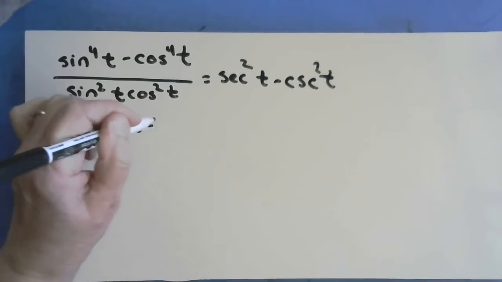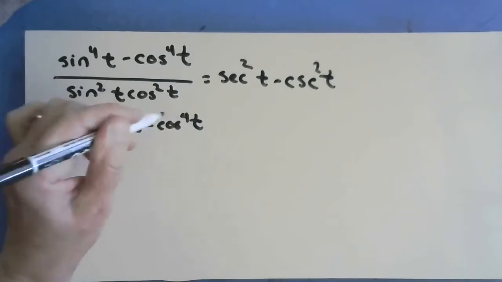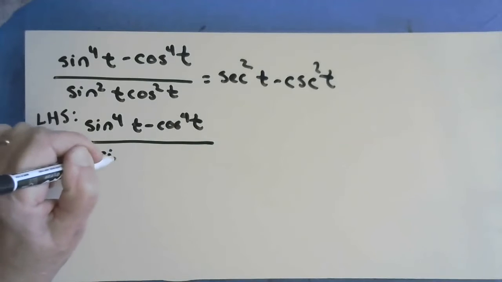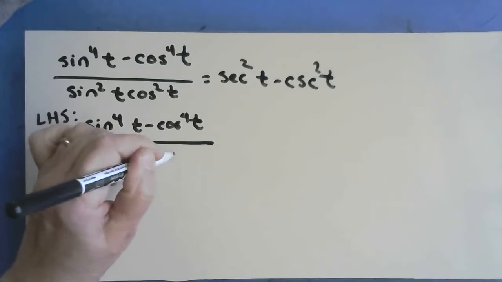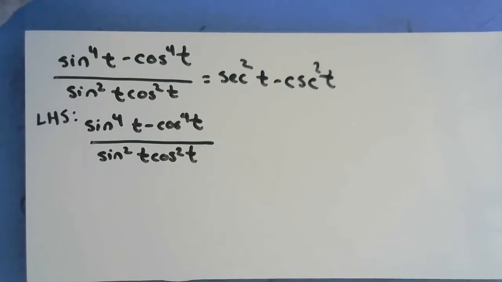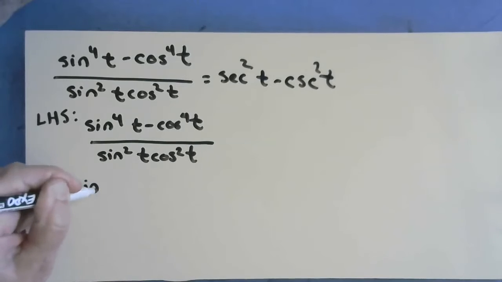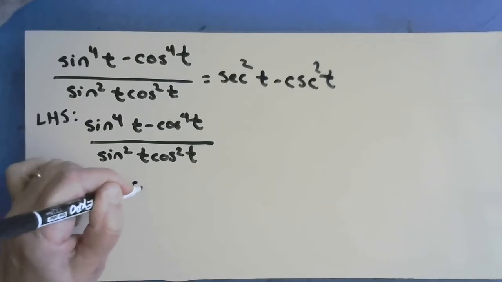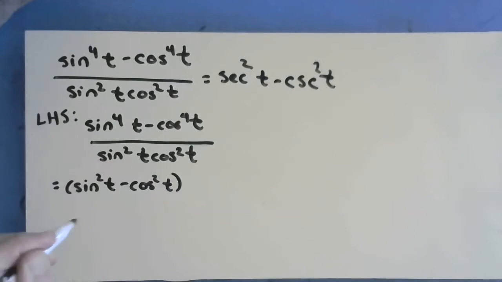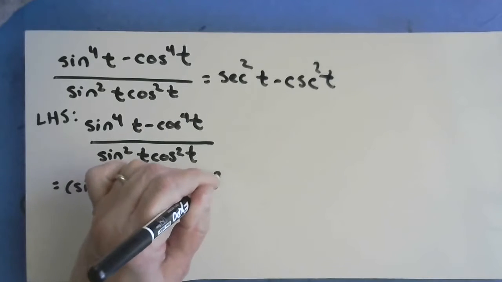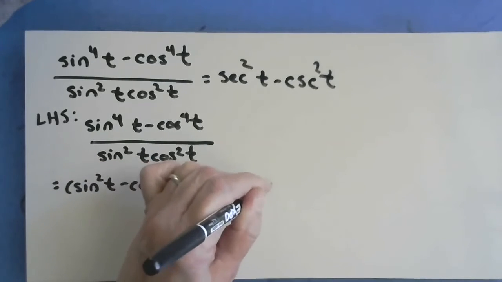Sine to the fourth t minus cosine to the fourth t over sine squared t cosine squared t. And I build in time on the test for you to be able to write this out. There's an expectation that you're going to write it out, so I build in the time for that. When I factor the difference of two squares in the numerator, I get sine squared t minus cosine squared t times sine squared t plus cosine squared t.